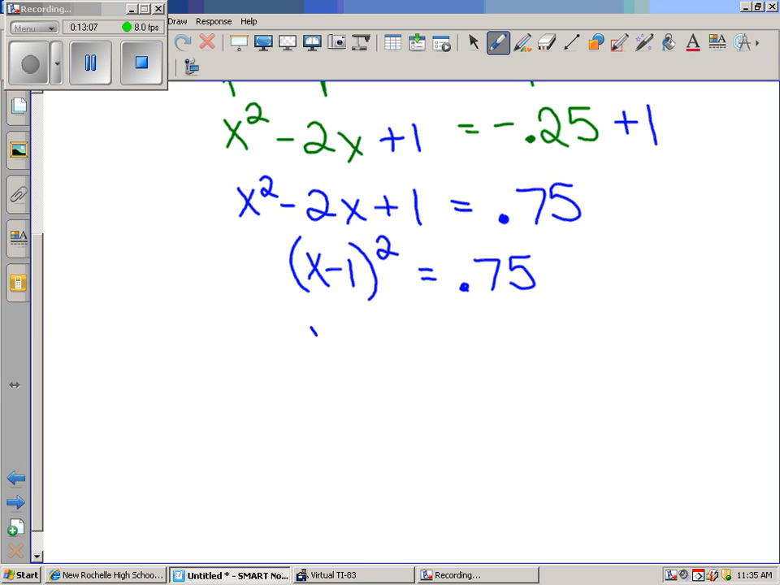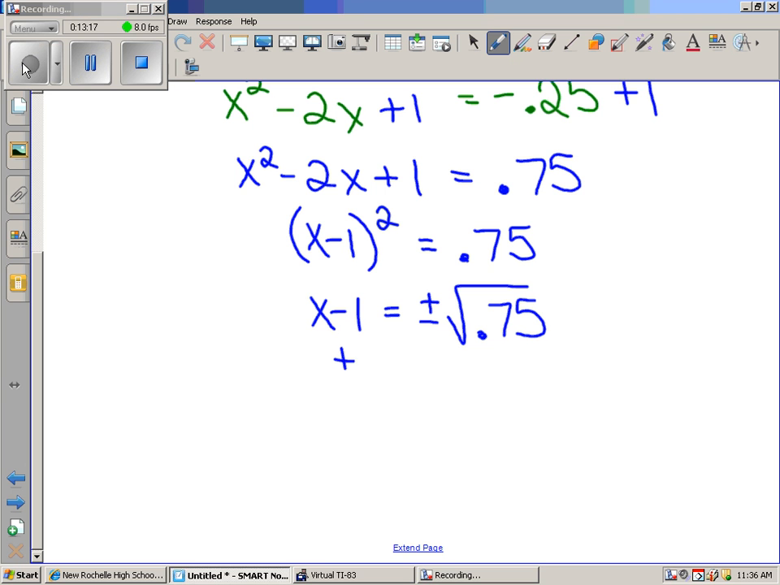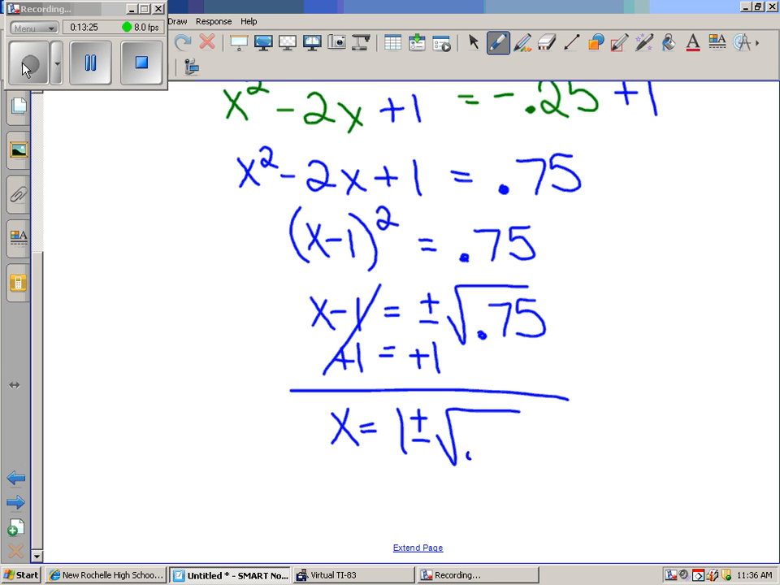Square root equals plus or minus the square root of 0.75. And then we're going to be adding 1 to each side. This cancels off. We get x equals 1 plus or minus the square root of 0.75.